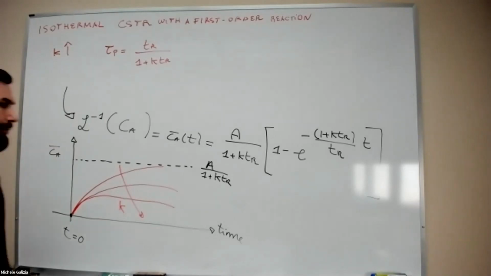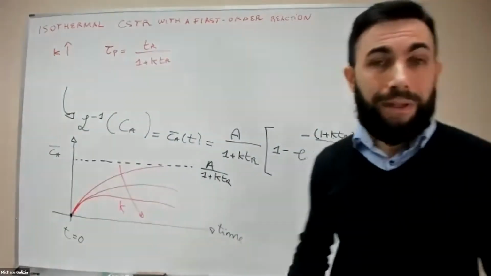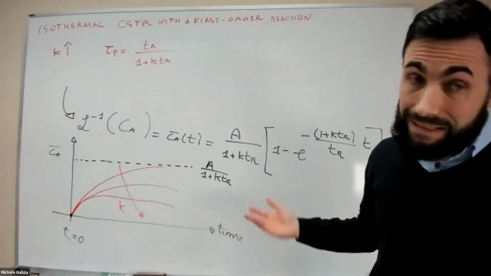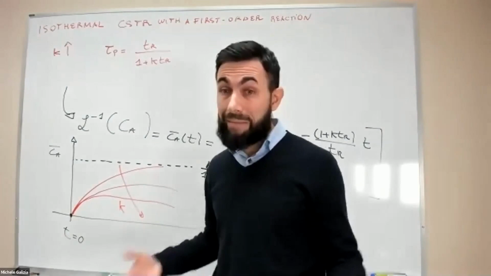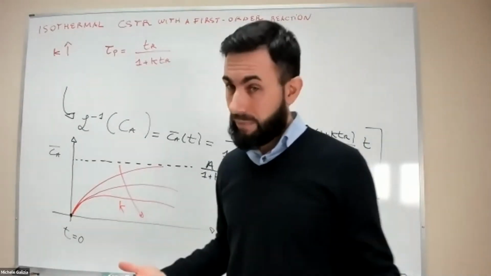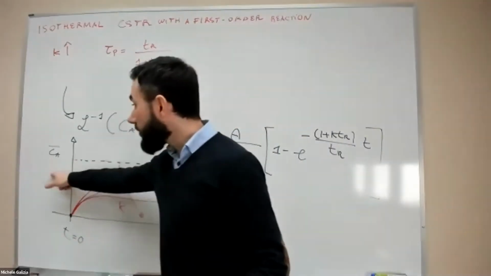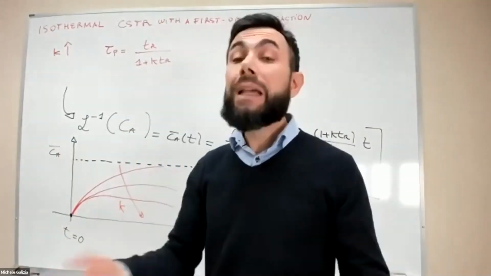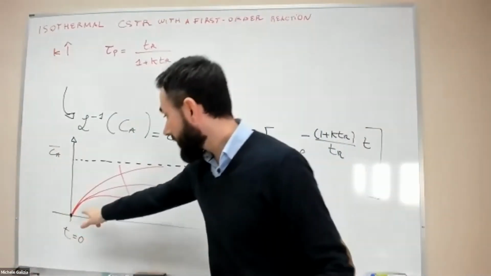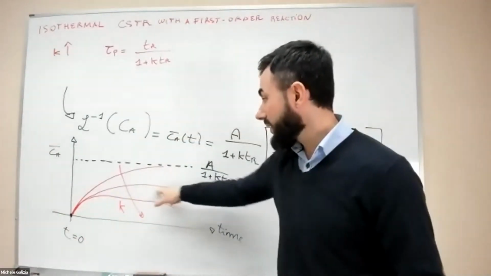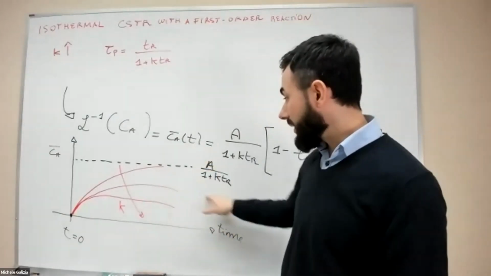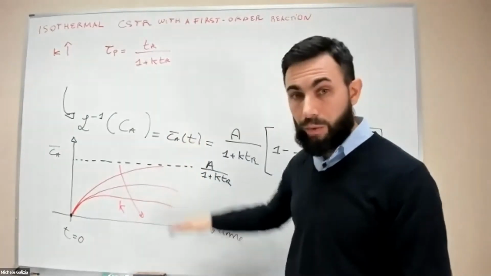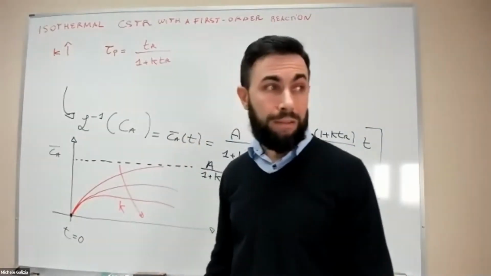So how can you interpret this from the physical point of view? If the kinetic constant increases, the reaction becomes faster. The reaction becomes faster, and so the extra reactant that I have fed to the system is consumed faster. And so the asymptotic response of the system will be much lower. Does this make sense for everyone?